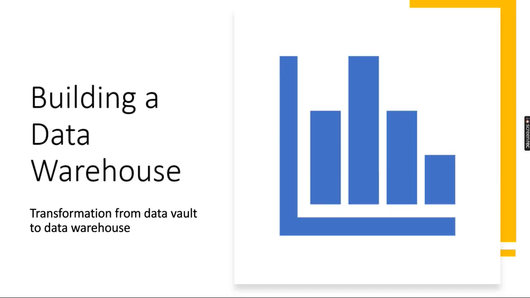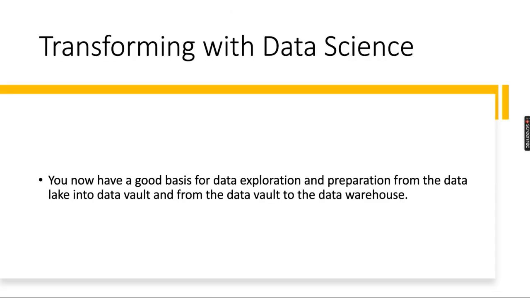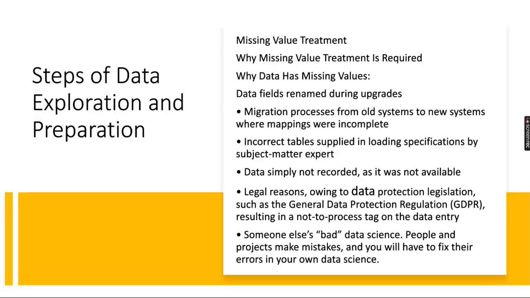Transform from data vault to data warehouse. We have to build a data warehouse. So how to build a data warehouse? We have to take the information and we have to build. That means transforming with data science, we have to have good basics for data exploration and preparation from data lake into data vault and from data vault into the data warehouse. So first the data will be collected in the data lake, then it will be transformed into the data vault and from data vault it will be transformed into the data warehouse.